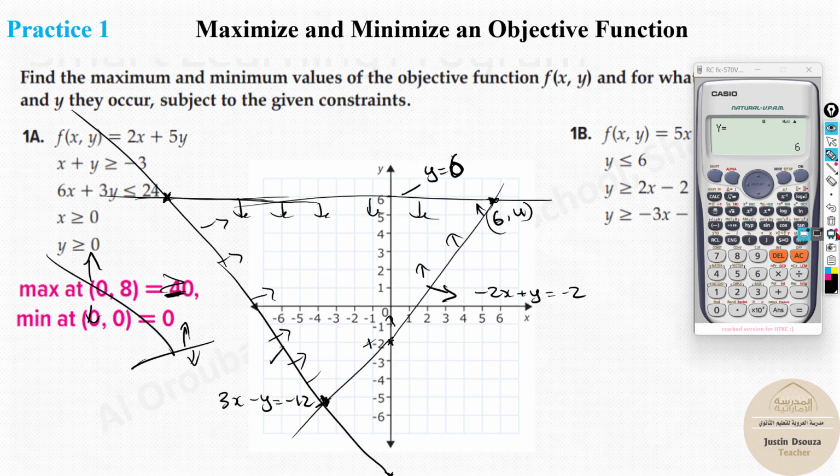Sorry, it's 4 comma 6. My bad. The x value is 4, the y value is 6. And that's reasonable, it's close to 4 and 6, because this is a flat line at 6. Now to find the next vertex point, all you need to do is type in the two other equations.